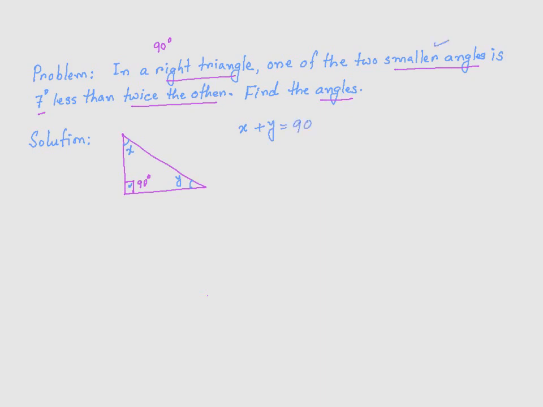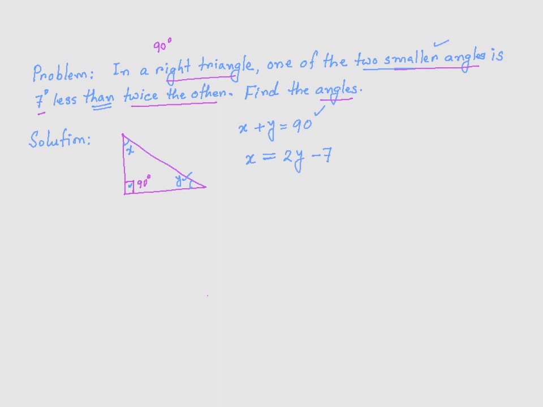Now from the given condition we will get another equation. We have an equation with two variables, so to solve it uniquely we need two equations. So let's say one of the two smaller angles, X, is equal to 7 degrees less, meaning we need to subtract 7, than what? Twice the other angle, that means twice the y, that means 2y minus 7. So you need to write X is equal to 2y minus 7.